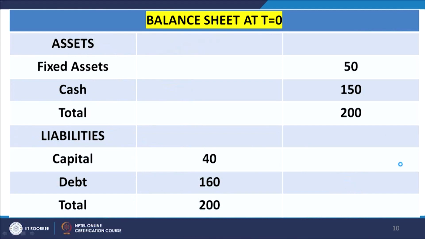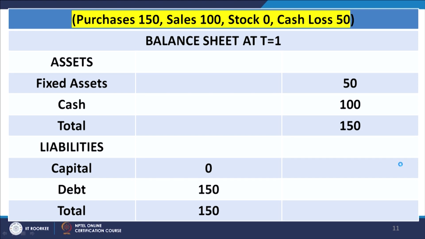Let us take an example. Let us take a very simple case. Let us say we are starting a company at t equal to 0. A company has fixed assets of 50 units of money and it has cash of 150 units of money, which is financed by an equity of 40 units of money and a debt of 160 units of money. Let us assume that in the first year of operations, the total purchases are 150 units, the sales are 100 units, there is no closing stock, and as a result the company has incurred a cash loss of 50 units. There is no depreciation as well. Let us ignore these things, let us keep the transaction very simple.